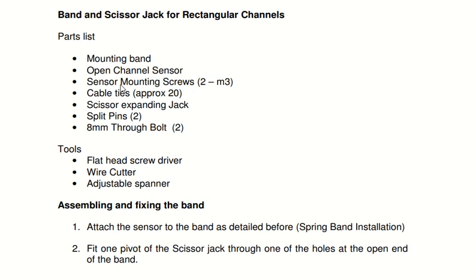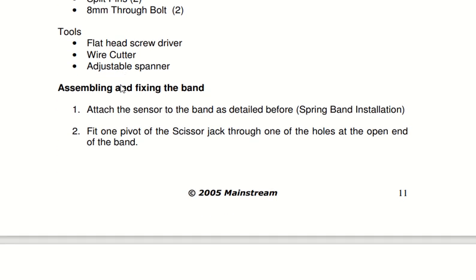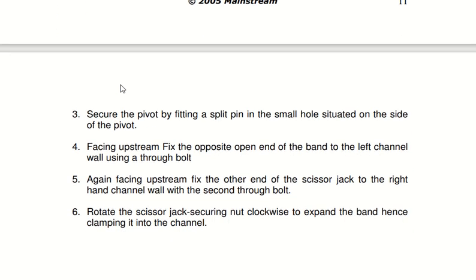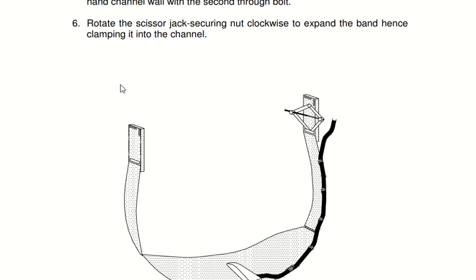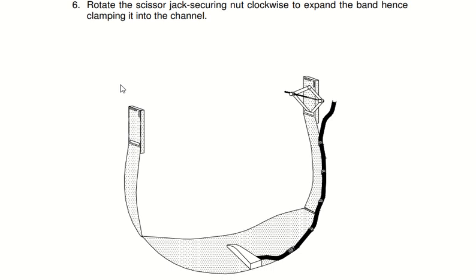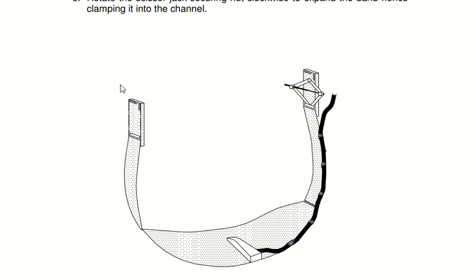In the next step, you are going to secure the pivot by fitting a split pin into the small hole situated on the other side of the pivot. Then you have to face it upstream and then fix the open end of the band to the left channel. Okay, let me show it to you, it will be more clear that way.